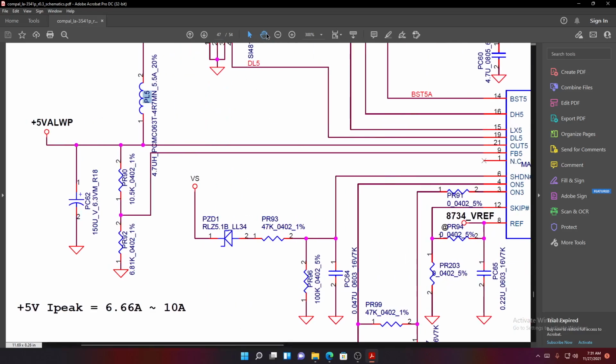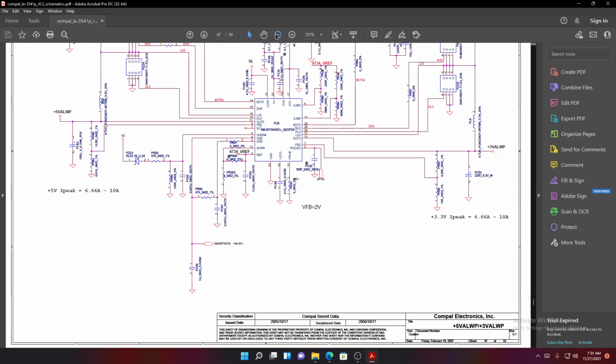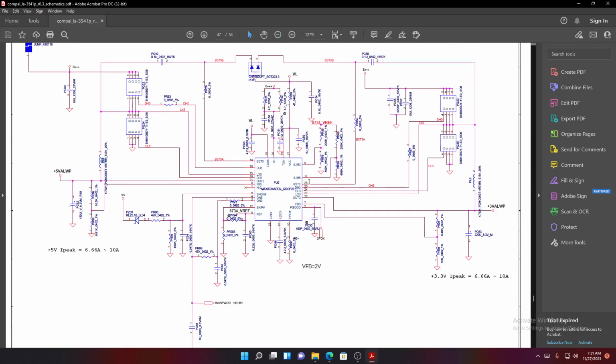We have a chip here generating the 3.3 and the 5 volts. Okay, this will drive you really crazy. We have those two MOSFETs there on top, generating what? 3.3 and generating 5 volts.